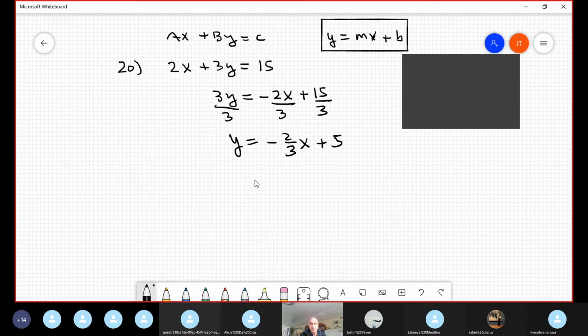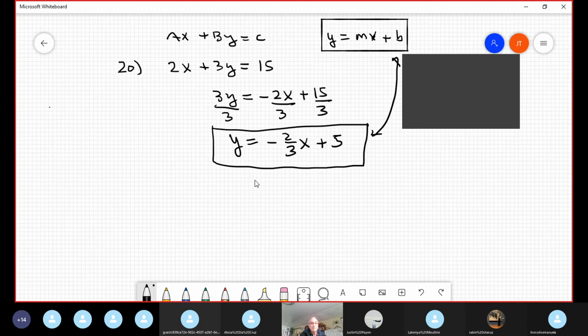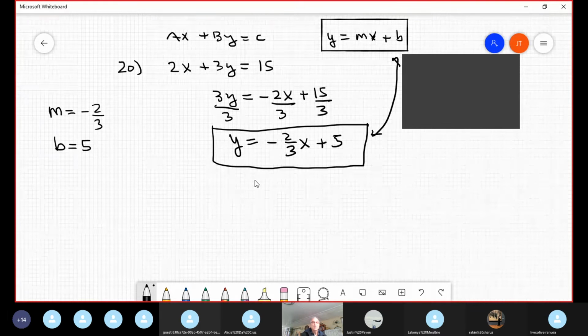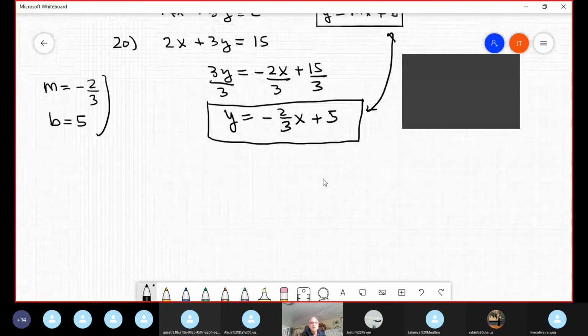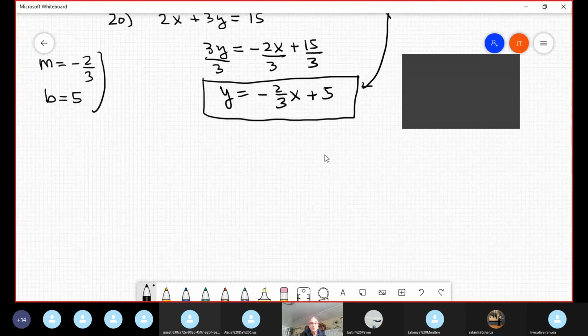Okay, so at this moment, I compare this equation and the general equation. I understand very well that m is negative 2/3 and b is 5. And so using this idea, I do the graph of this. Let me try. Okay, first of all, I plot the y-intercept.